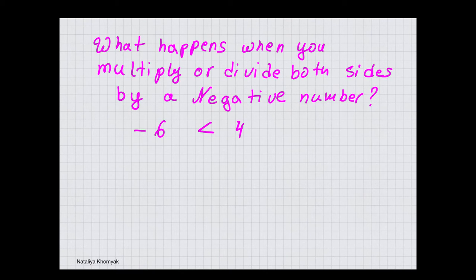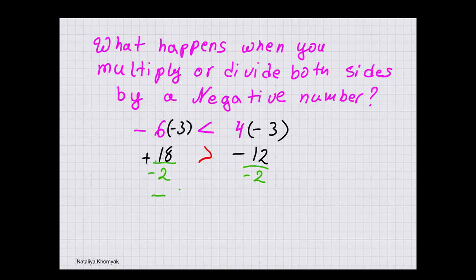So let's use the same digits. Let's multiply both sides by a negative 3. So now we have negative times negative, positive 18, positive times negative, negative 12. So the inequality actually reversed. Let's try again. Let's divide by a negative 2. So we have positive 18 divided by negative 2, we have negative 9. Negative divided by a negative, we have positive 6. So once again, the inequality reversed.